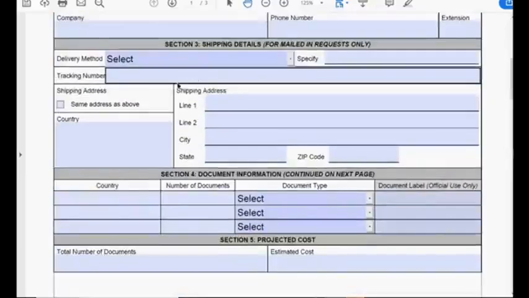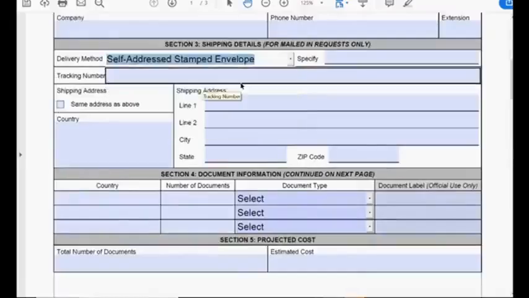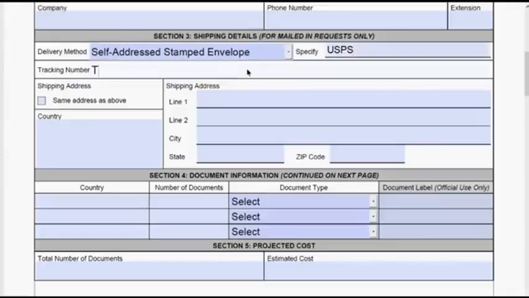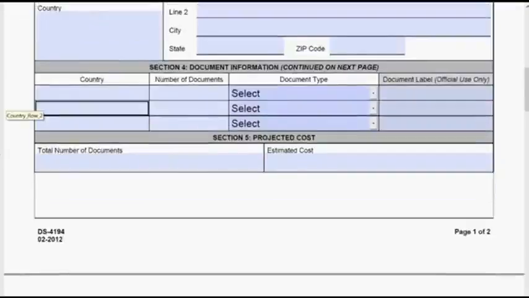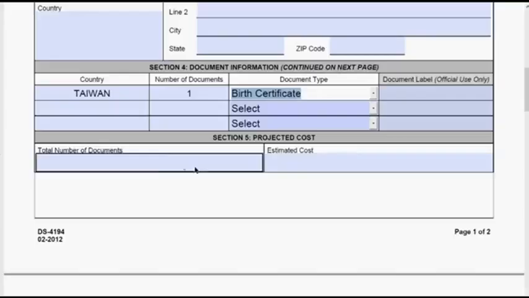Now you go down, method, delivery method. All right, self-addressed stamped envelope. All right, and then this is where you would put that USPS is where it'd be. Then you put your tracking number here. All right, now. Shipping address, same as above. All right? Now, you go on down to section 4. All right? Country. Now, this is where we would put Taiwan. We have one document. Well, what kind of document is this? It's a birth certificate. All right, total number of documents would be 1.